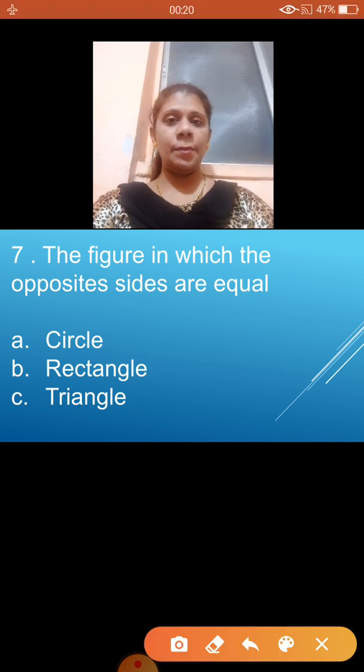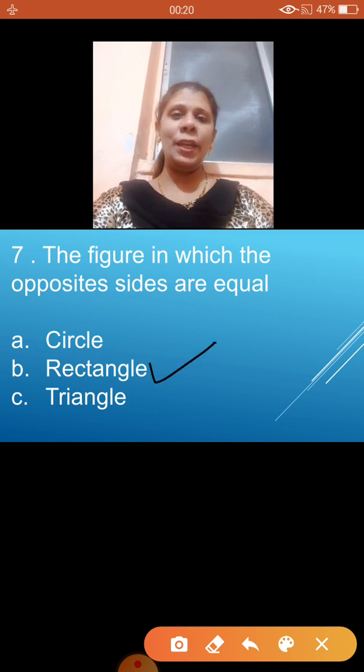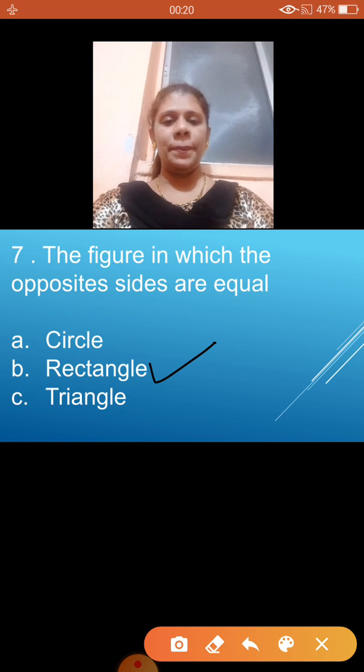In circle, the opposite sides are equal? No. Why? Because circle has no sides. In rectangle, the opposite sides are equal? Yes, correct. In rectangle, the opposite sides are equal. Okay?